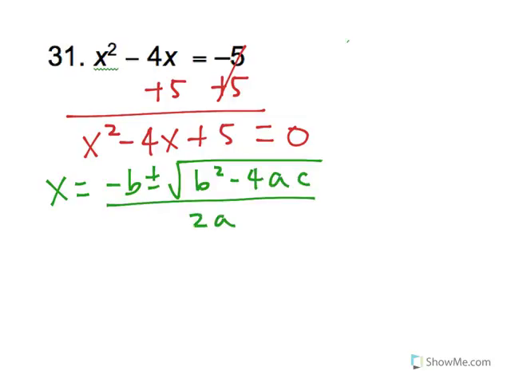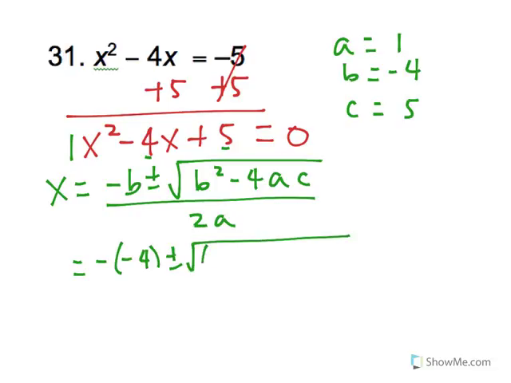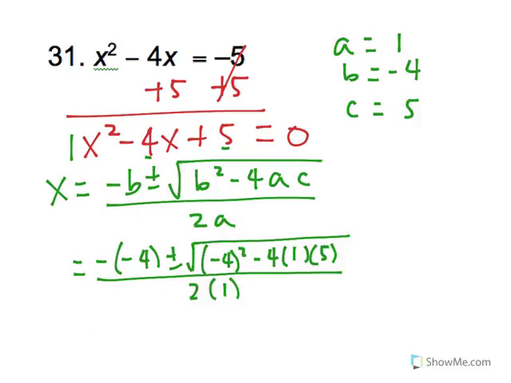And in this case, let's identify the a, b, and c. So a is the number in front of the x squared term, which is 1. B is the number in front of the x term, which is negative 4. And c is the number by itself, which is 5. So substituting the numbers in, we have negative b, which is negative 4, plus or minus b squared again. B is negative 4, minus 4ac. A is 1 and c is 5. All over 2 times 1.